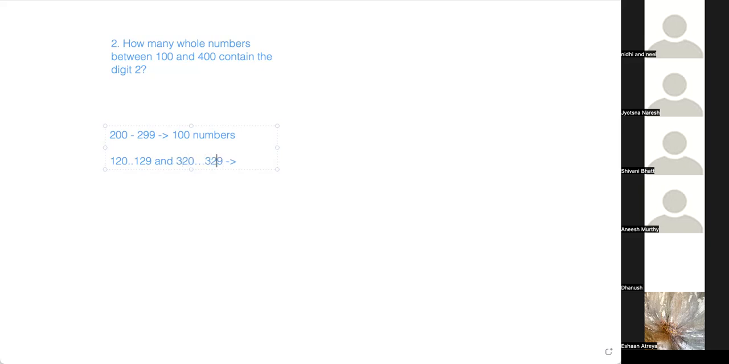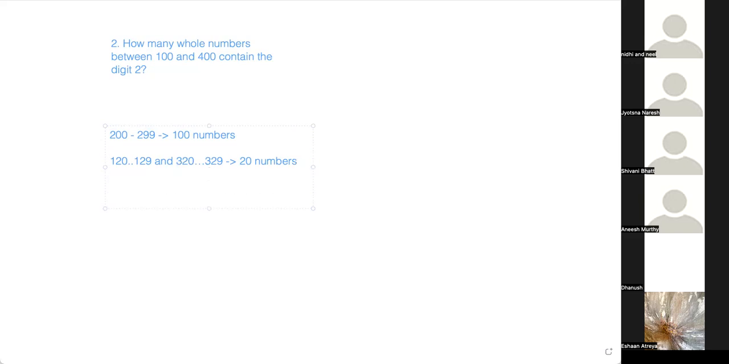Okay, good. Let's include that. So the first set of numbers we can easily see is, if I start the number with 2, it has the digit 2. So I can take out 200 to 299, which gives me 100 numbers. So that's the first category. Now let's think about 2 being in the tens digit. That could be 120 to 129, 320 to 329. So there's 20 numbers with 2 in the tens digit.